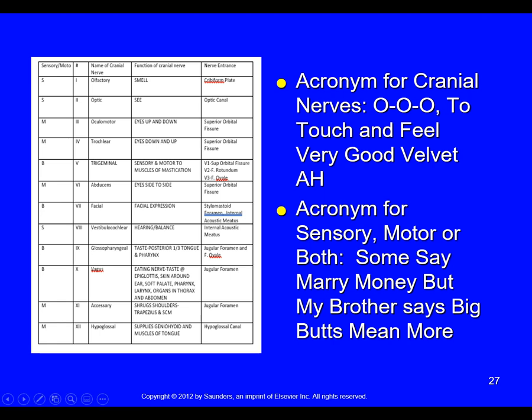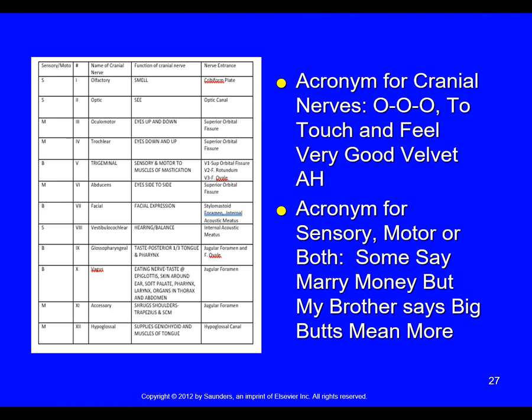Then we've got the vagus nerve, which is cranial nerve 10, which has both sensory and motor. This is the eating nerve. This is the longest nerve that gives you taste at the epiglottis, skin around the ear, soft palate, pharynx, larynx, organs in the thorax and the abdomen. So think about it going all the way from the epiglottis all the way down to the abdomen. So that's a very long cranial nerve coming through the jugular foramen.